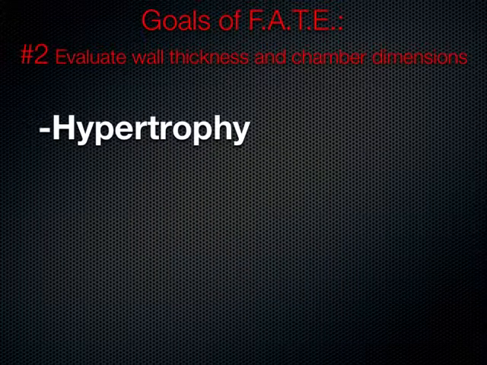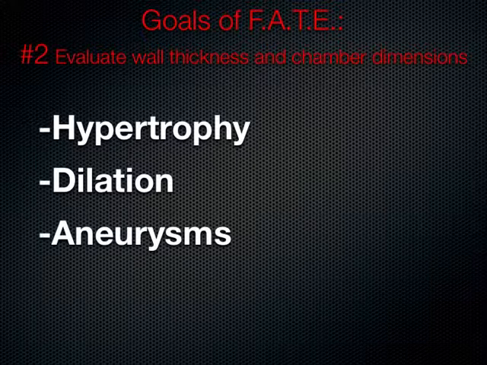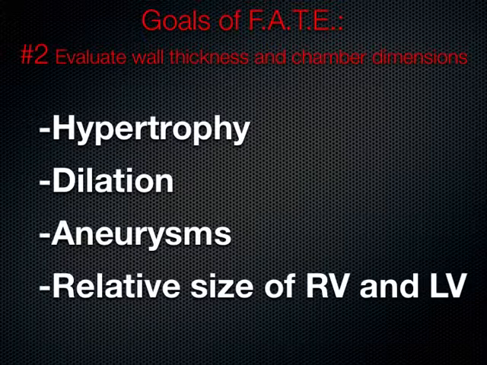Now, number 2 goal of FATE is to evaluate the wall thickness and the chamber dimensions. The wall thickness for hypertrophy and the chambers for dilatation. Sometimes you can see aneurysms, an aneurysmal part of either ventricle, and you want to make sure you look at the relative size of the RV. The RV should be 2/3 the size of the LV.